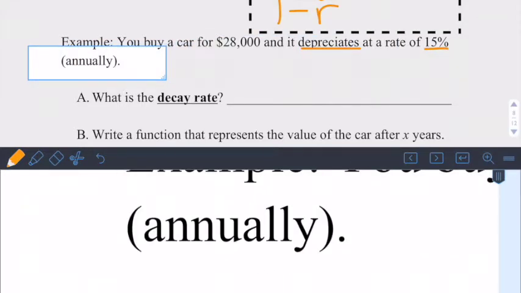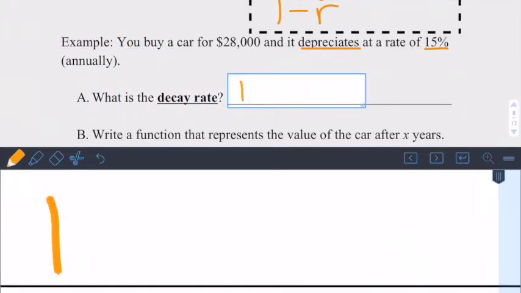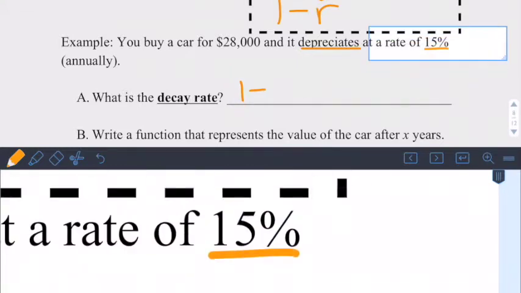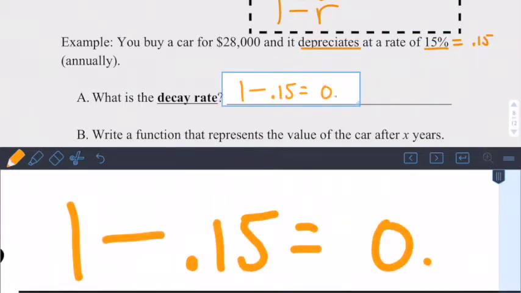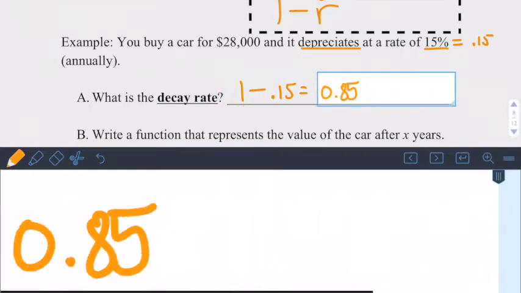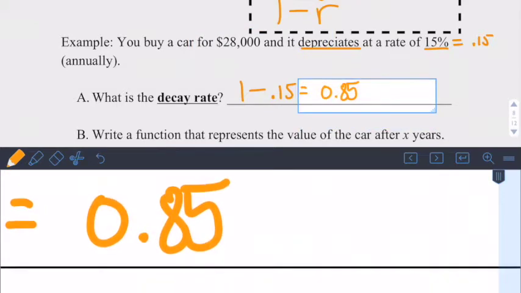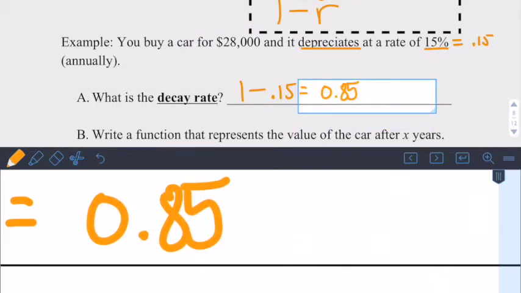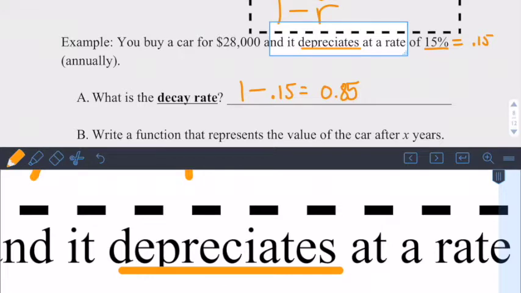Remember the different things that could happen. What is the decay rate? Well, it would be 1 minus, and remember 15% equals 0.15. So 1 minus 0.15, which is 0.85. So if you think about it, if I were to multiply my 28,000 times 0.85, that would actually make it smaller. That's why it's depreciating, as opposed to the last one where it gained money.